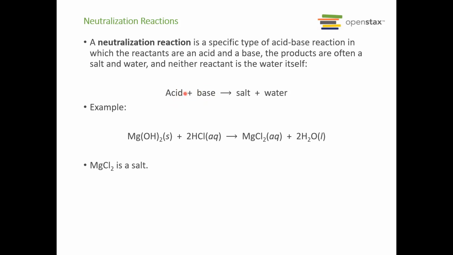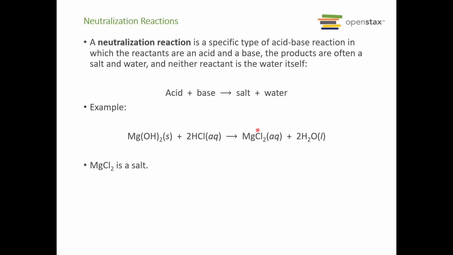But when we mix them together, we're essentially just going to be creating salt water. Salt is just a term for any ionic substance. So in this case, it's magnesium chloride, it doesn't have to be table salt. But we're producing salt water. So low pH, high pH, and then water is just going to be a neutral pH. So that's why they're known as neutralization reactions.